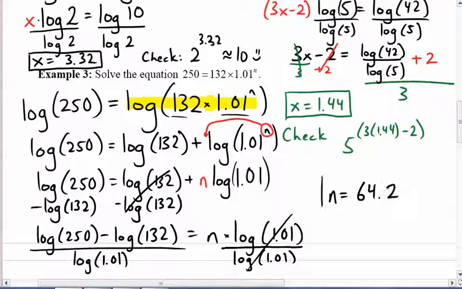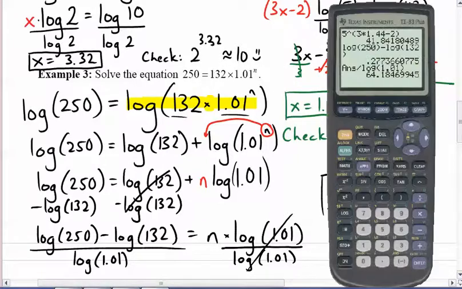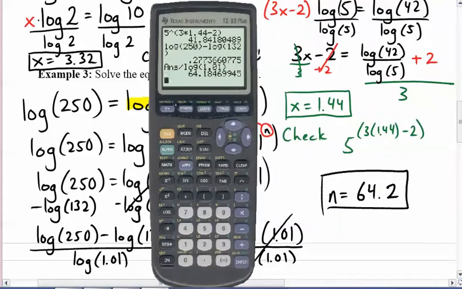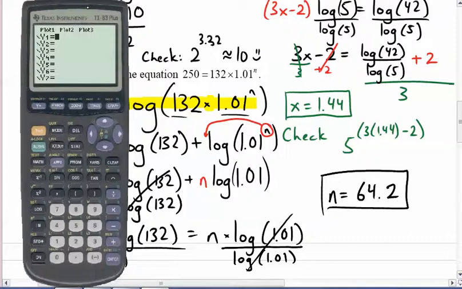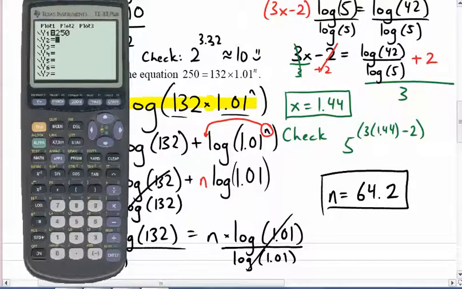This is the sort of question that you'll see on your final exam. That's a long answer problem. This comes off of old provincial exam questions. To check that the answer is right, we can graph 250 and 132 times 1.01 to the power of n. But it's important that the window is big enough. The answer is 64, so I need to go at least up to 64. And my y-coordinate is 250, so I need to be at least 250. I'm going to go all the way up to 500.